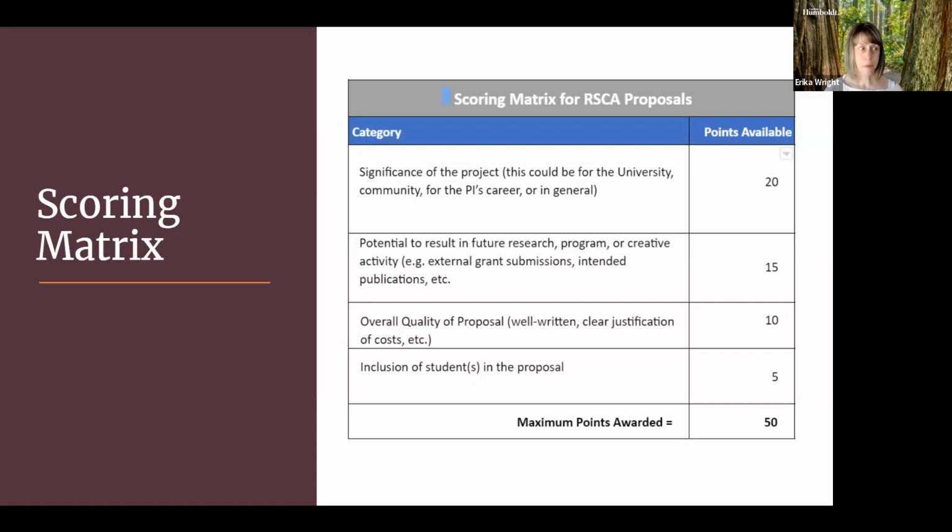Okay, so again, make sure you pay close attention to the scoring matrix. Make sure that you think about the amount of points that are available for each category, and that you've made a really strong, compelling, and convincing argument.